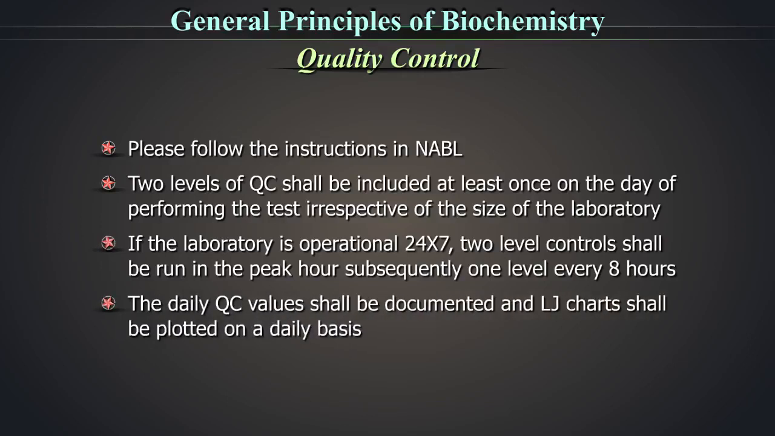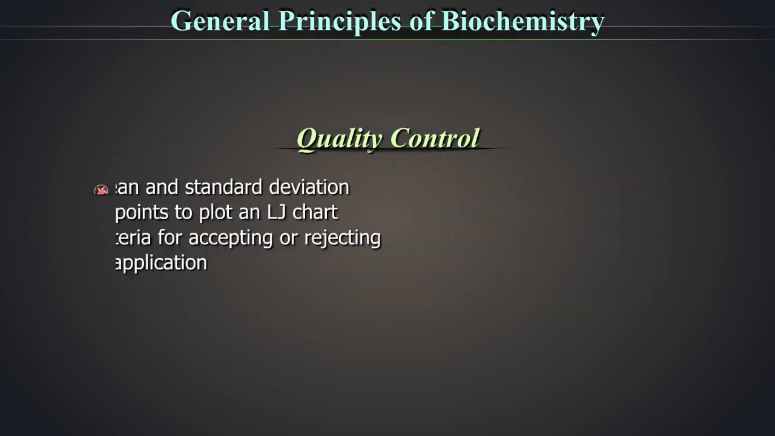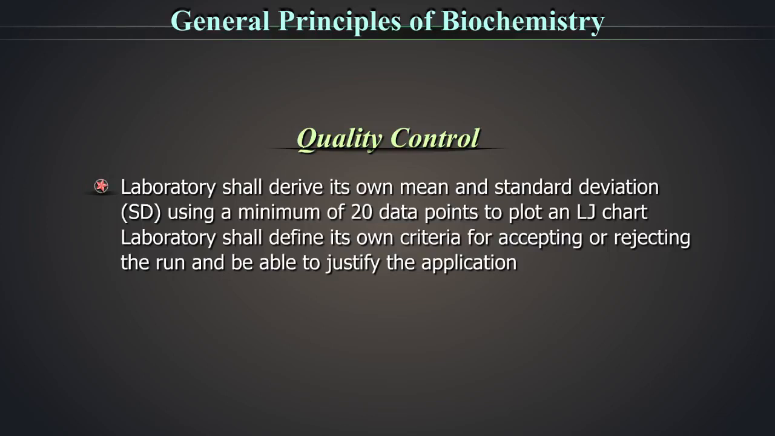The daily QC values shall be documented and an LJ chart shall be plotted on a daily basis. The laboratory shall derive its own mean and standard deviation using a minimum of 20 data points to plot an LJ chart. The laboratory shall define its own criteria for accepting or rejecting the run and be able to justify the application.